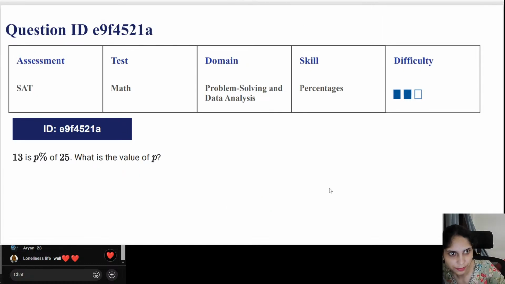Question number 41. 13 is p percent of 25. What is the value of p again? 13 is means equal. For Desmos, you can put x percent of 25.